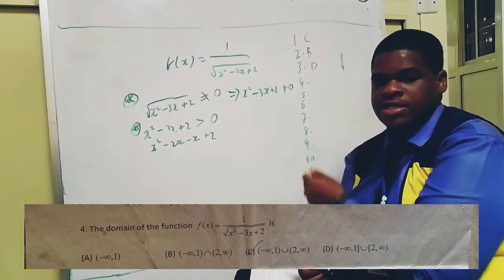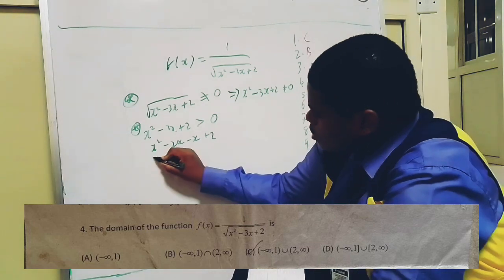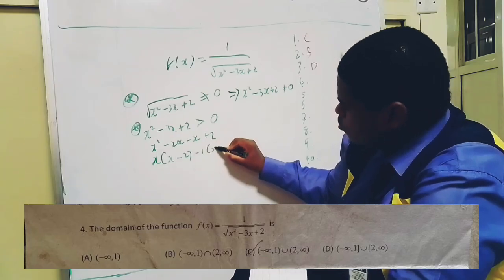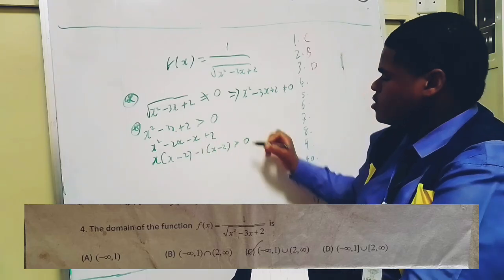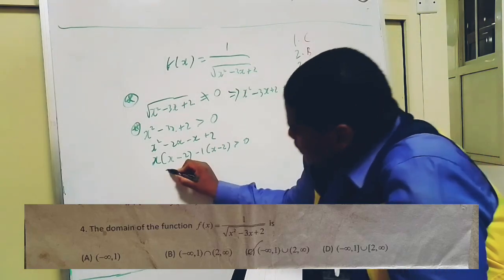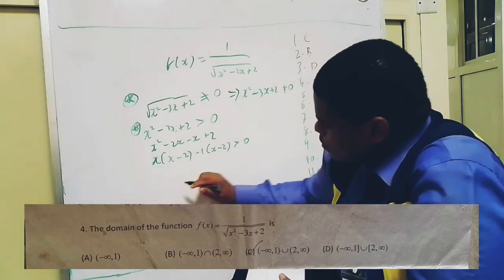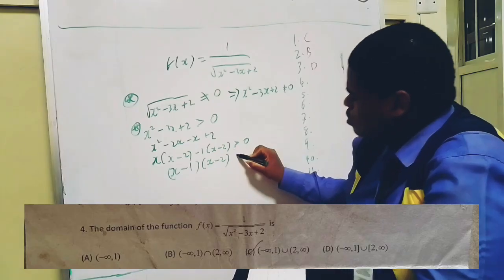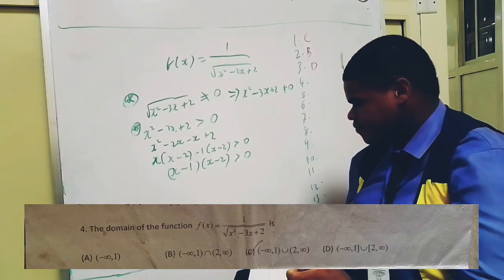If you still can't factorize, then you use the formula. Okay, you have x bracket, x minus 2, minus 1 bracket, x minus 2, should be greater than 0. You have x minus 1 times x minus 2 should be greater than 0.